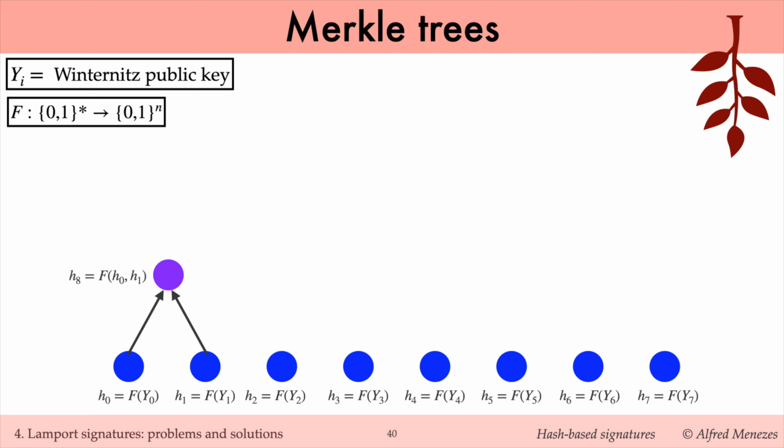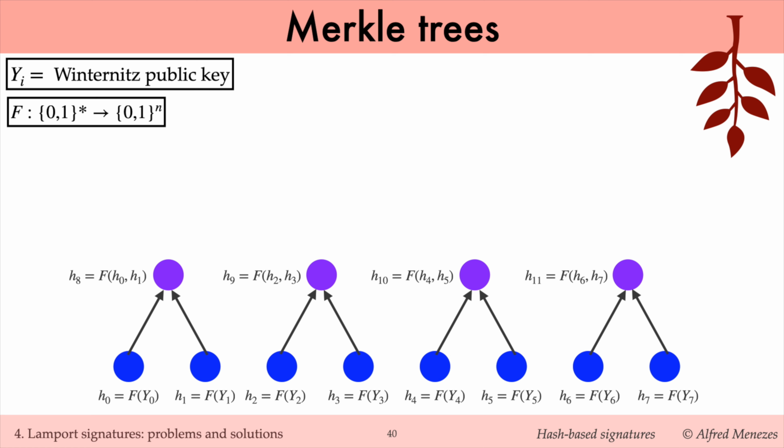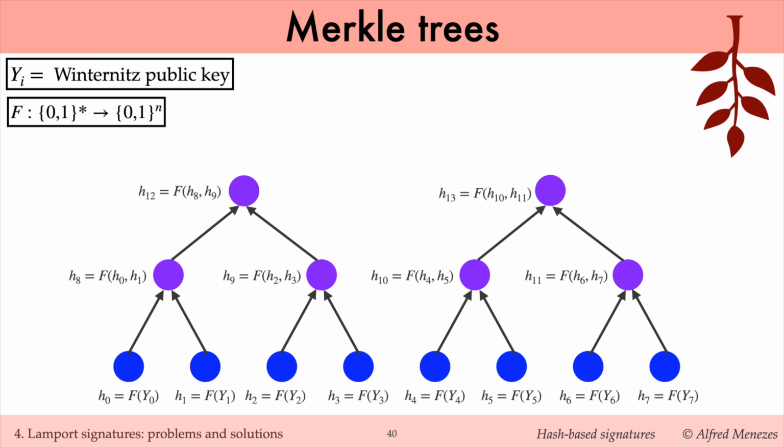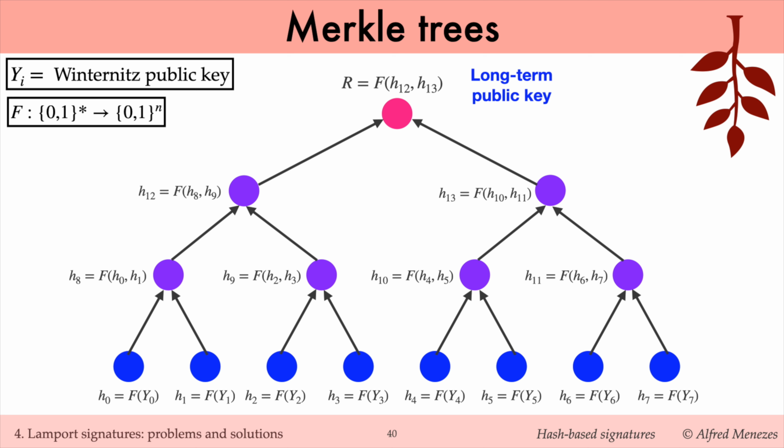The parent of the 2 leftmost leaves is assigned the hash of H0 and H1. The parent of the next 2 leftmost leaves is assigned the hash of H2 and H3. And so on. This process continues recursively until reaching the root node. The root value R serves as Alice's long-term public key. We'll assume that this long-term public key is securely distributed to Bob, perhaps by including it in a certificate.